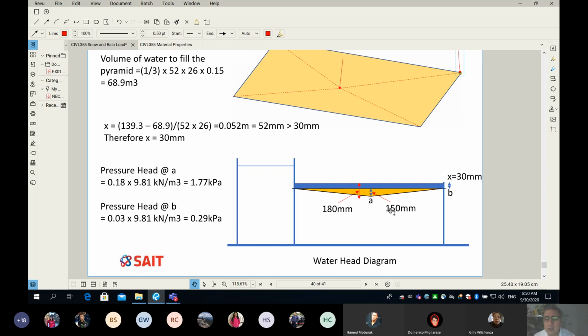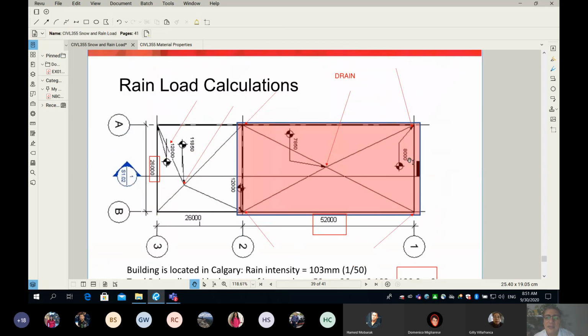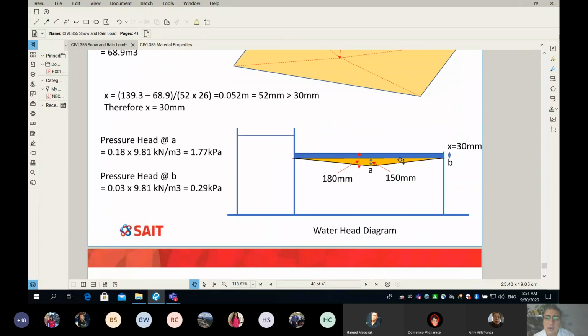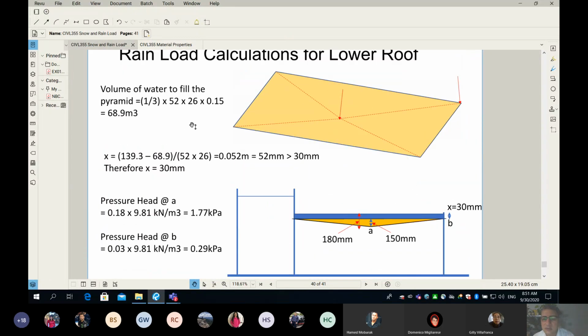Now, how do we know the height of the pyramid, which I mark here as 150? It's as simple as looking at the plan view and reading the numbers. You can see the high point and the low point. The difference is 150 millimeter, and that's where I got the 150. Now, is it difficult to find the volume of the pyramid? If you are good at math, you will know that the volume of the pyramid is 1/3 the area of the base times the height.